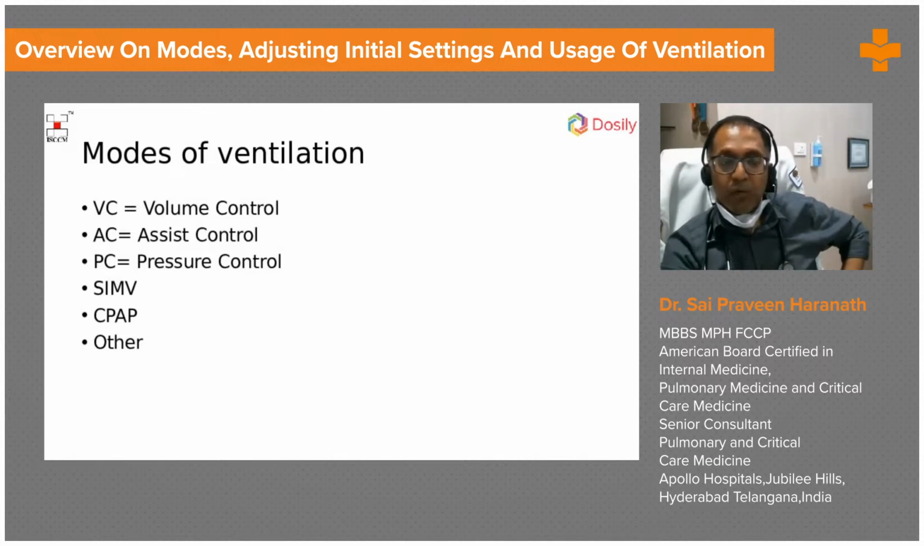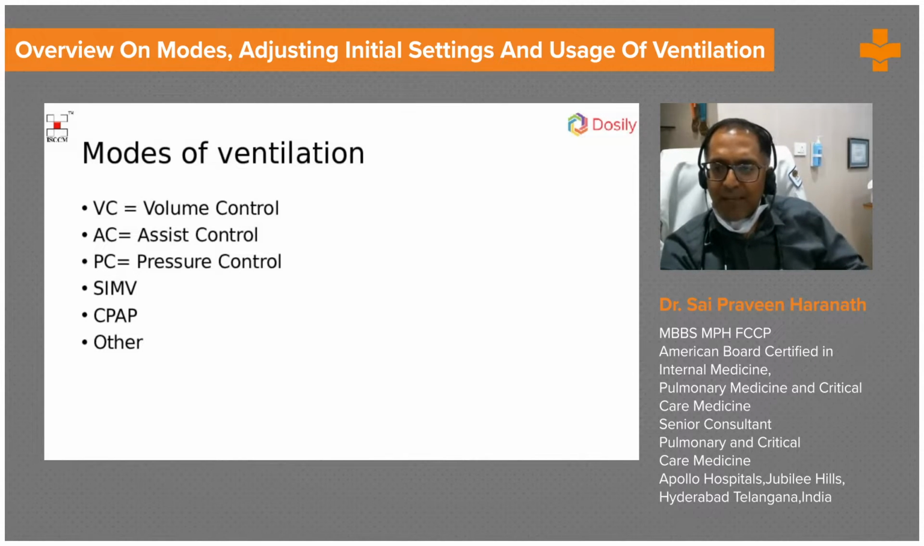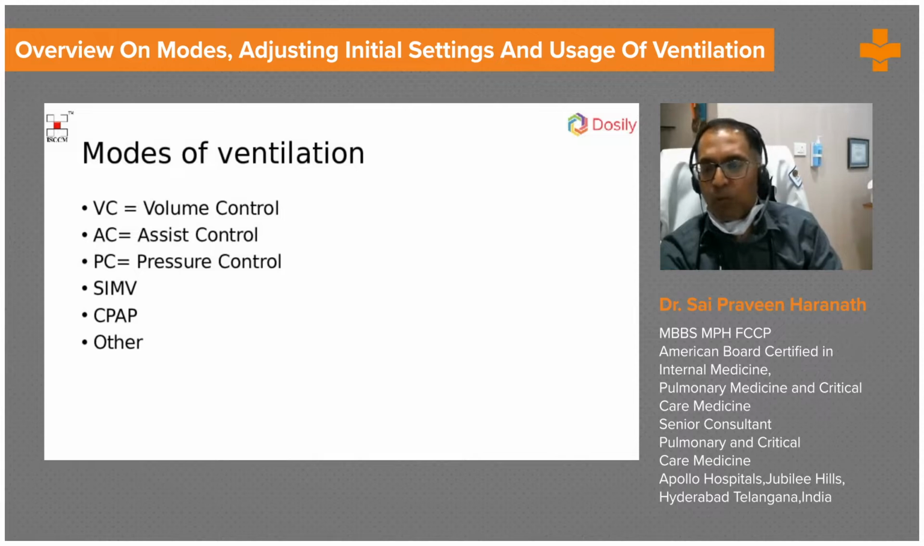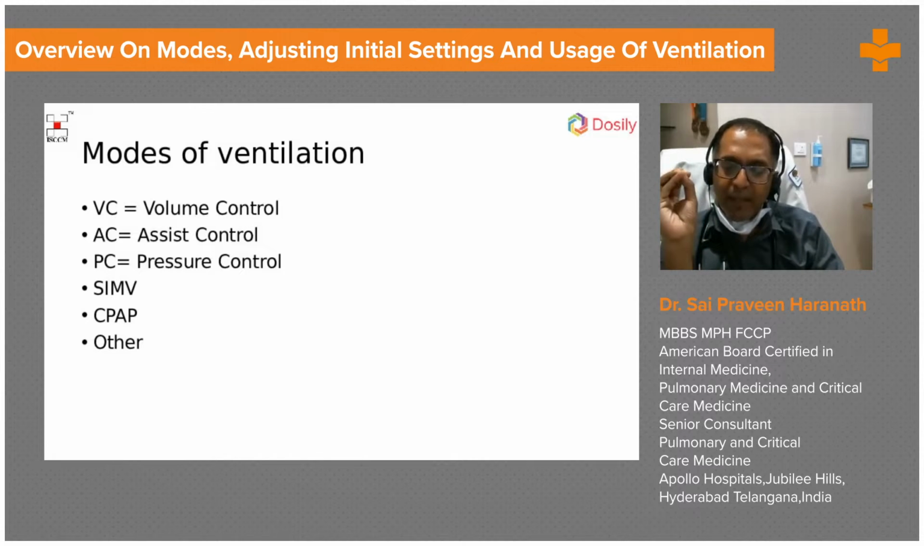There are other modes, including synchronized intermittent mandatory ventilation, or SIMV, where essentially the machine is giving air to the patient whenever he wants it. But in addition to that, there will be some mandatory ventilation where you will set a rate of, say, 10, and 10 breaths will be given for sure whether the patient breathes or not. Then there's the concept of CPAP, which is continuous positive airway pressure, where you deliver air pressure into the lungs at a certain set pressure to make it easy for the patient to breathe.